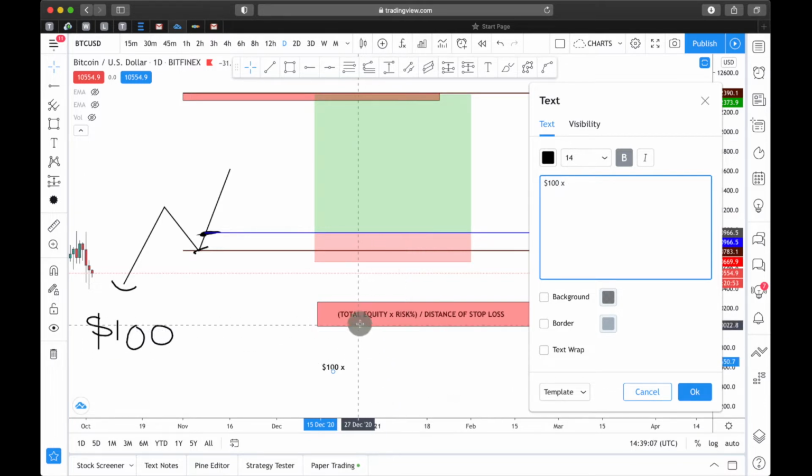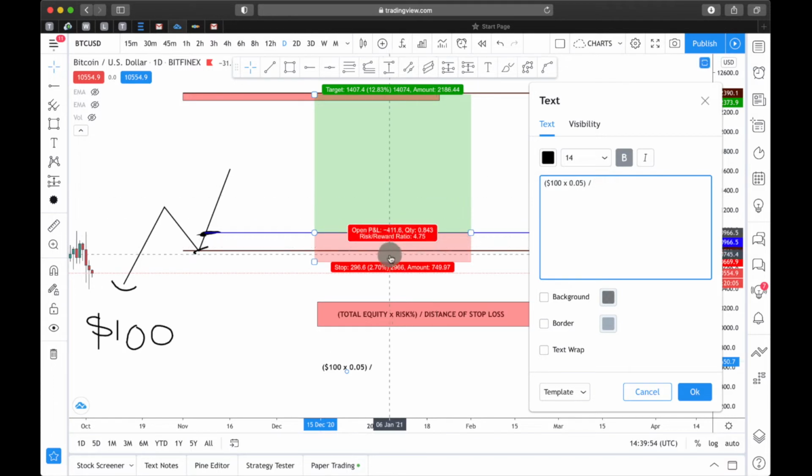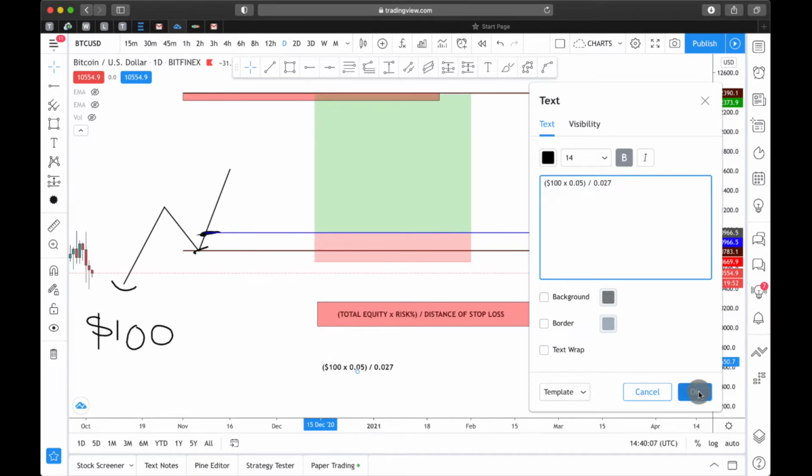So we know that our total equity is $100, right? Then our risk per trade is 5%. So 5% is 5 divided by 100, right? Which is 0.05. So 100 times 0.05 divided by distance of stop loss to entry, right? The distance of stop loss from entry is 2.7%. So 2.7% is 2.7 divided by 100, right? Which is 0.027. So that is how you calculate position size.